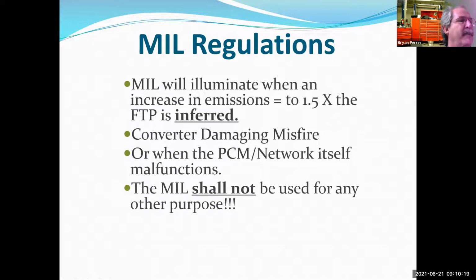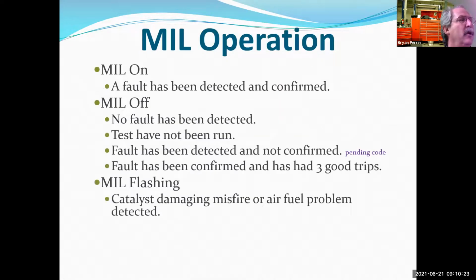The mill shall not be used for any other purpose. So if the mill is on, a fault has been detected and confirmed, which means there's something to diagnose. I should not just be turning off the check engine light and seeing what happens, because it's going to come back on. If it's fixed, it'll turn itself off. It does that after 3 tests, so I don't need to do anything. So I should never just be clearing codes.